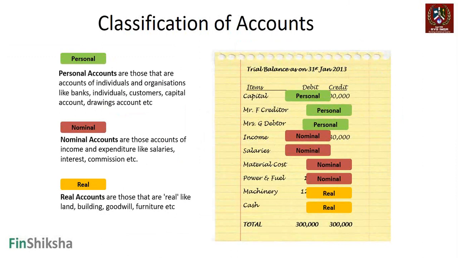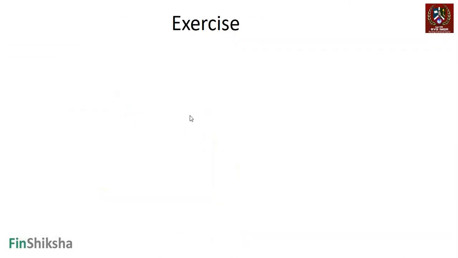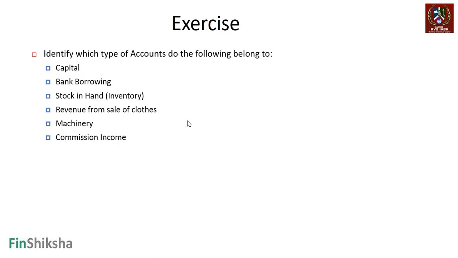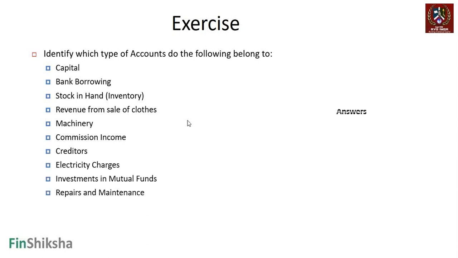These are just nomenclatures, the naming convention that we are using to make life easier for our entire discussion, right? So that's how we look at personal, nominal, and real accounts. Let's do a simple exercise on this, very quickly. Identify which types of account the following belong to: capital, bank borrowing, stock in hand inventory, revenue from sale of clothes, machinery, commission income, creditors, electricity charges, investments in mutual funds, and repairs and maintenance, right?